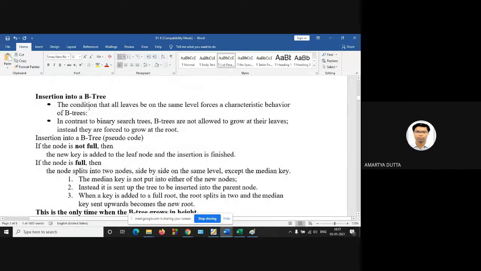Now, insertion. What is the insertion algorithm? So, the insertion procedure: if your node is not full, then the new key is added to the leaf node and the insertion is finished. You have to insert the new key value at the leaf node and insertion is finished.